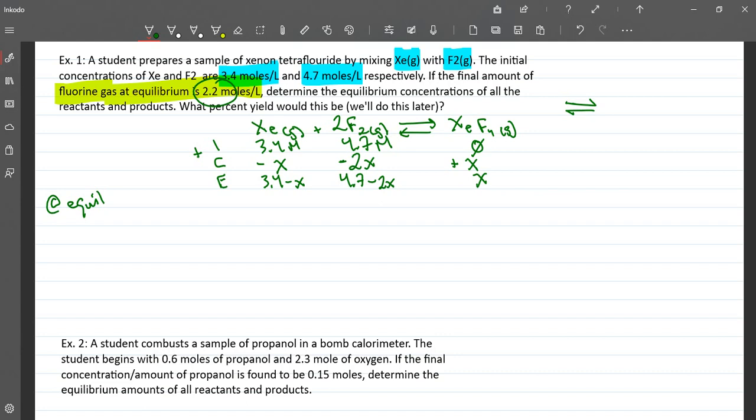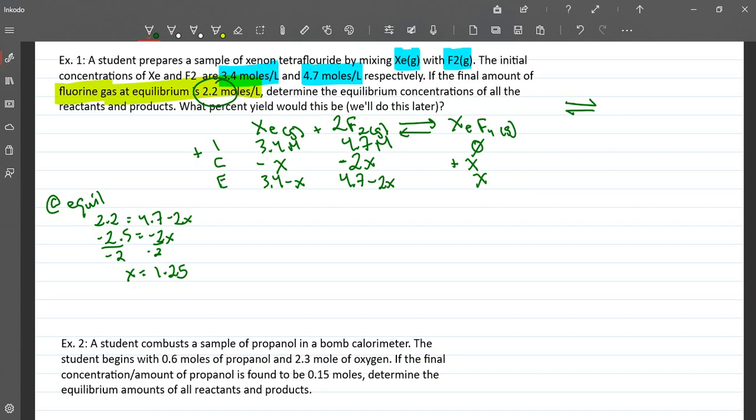we have a certain concentration, right? That is 2.2 moles per liter of fluorine. And we know that an expression at that equilibrium is right here. It's 4.7 minus 2x. We can equate these two and solve for x. So 2.2 minus 4.7 is negative 2.5 is equal to negative 2x. Divide both sides by negative 2, and we get that x is then equal to 1.25.